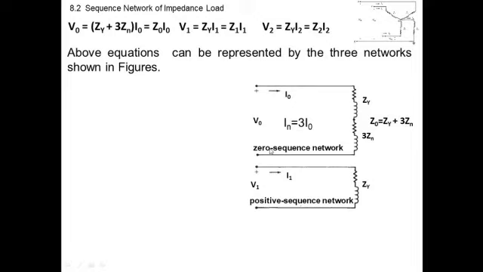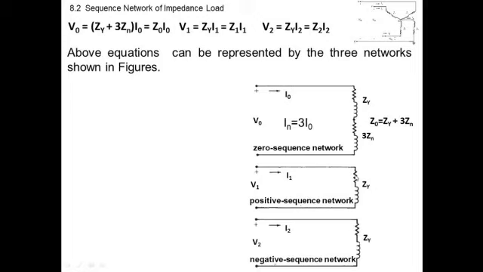Similarly, if we want to plot the positive sequence network, that is very simple. We have some voltage V1 at the input side, we have some current I1, and we have some impedance ZY. This we call the positive sequence network.